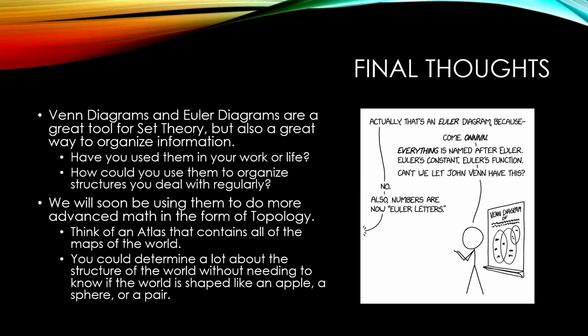Think of an atlas that contains all of the maps of the world. You could determine a lot about the structure of the world without needing to know if the world is shaped like an apple, a sphere, or a pear. And that's really the power of topology, and we need Venn diagrams to get there.